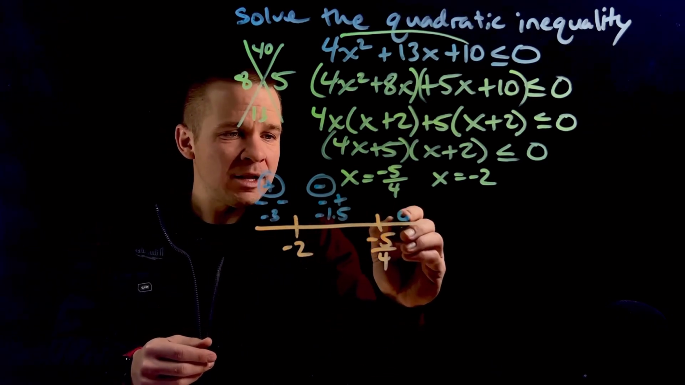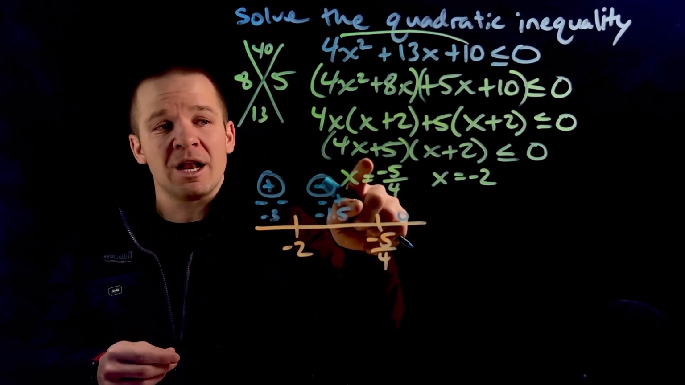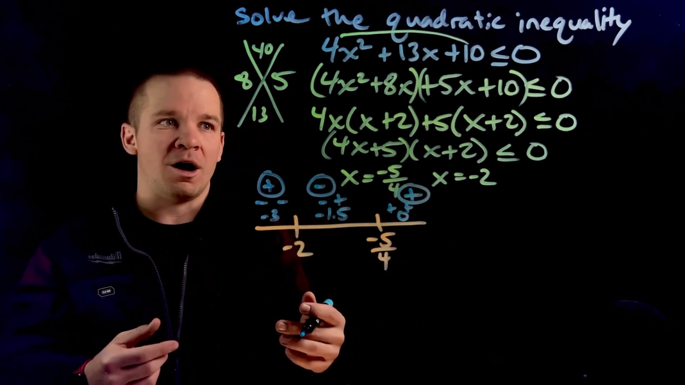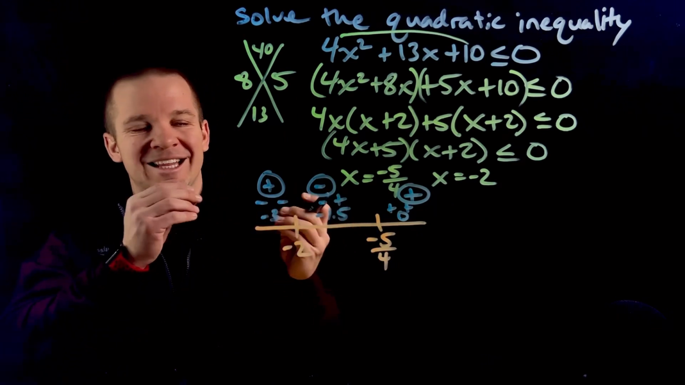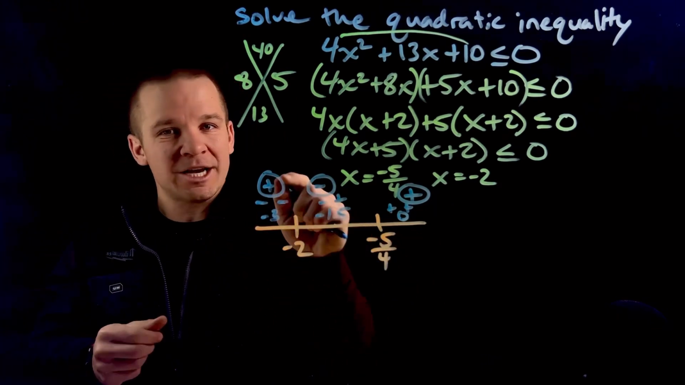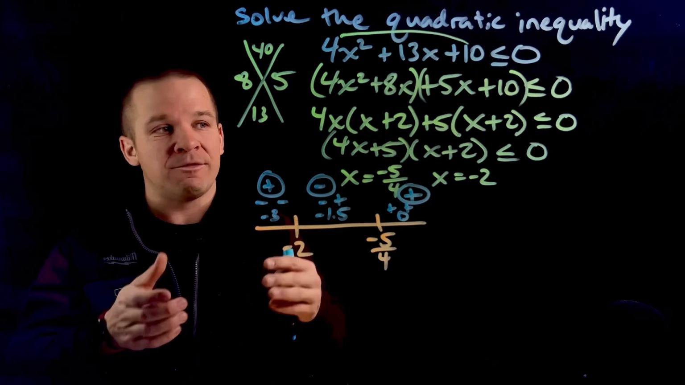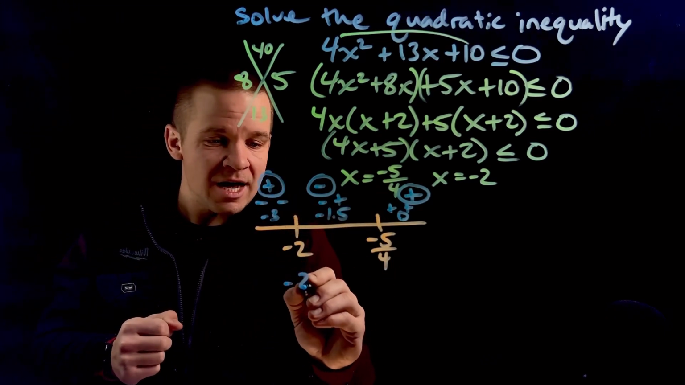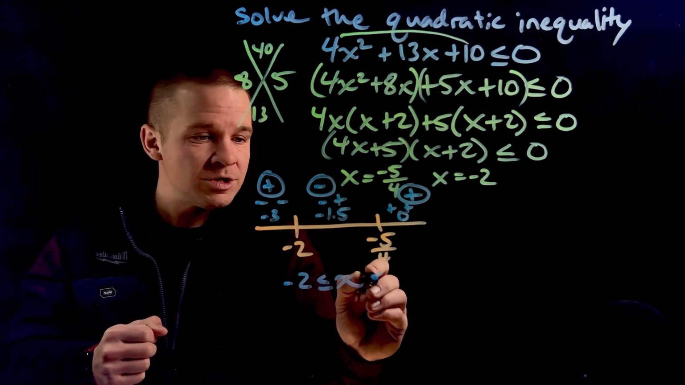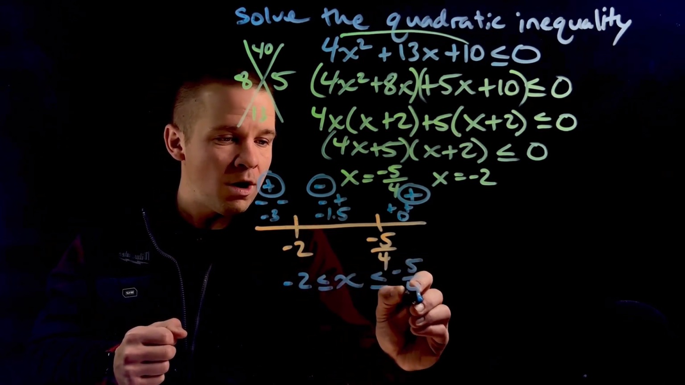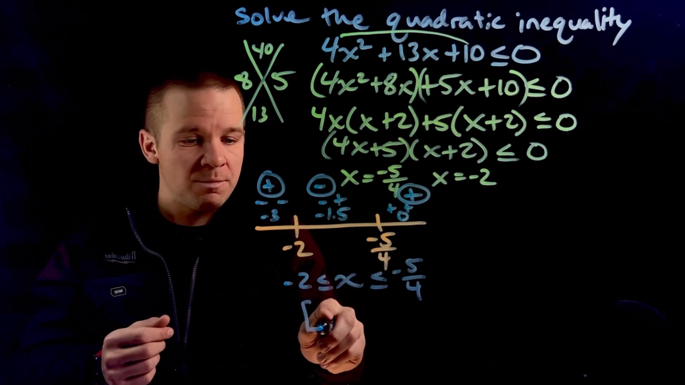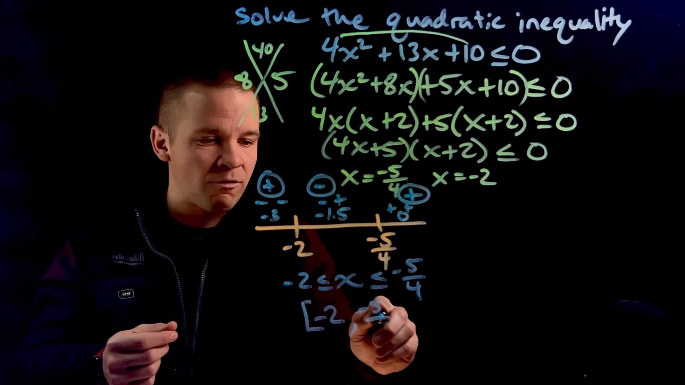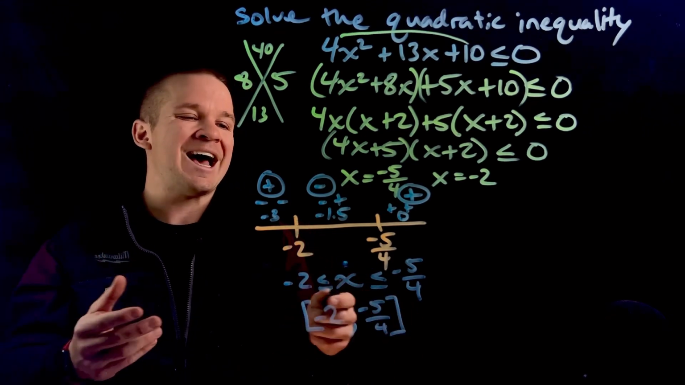Now, I'm going to test out 0 here. If I plug 0 in, I'm going to get a positive and a positive. Two positives makes it positive overall. So to answer this question, when is it less than or equal to 0? That's in this middle section when it is negative, right? Less than is negative, equal to is 0. So I'm going to have one of two ways of writing this. I can say negative 2 is less than or equal to x, which is less than or equal to negative 5 over 4, or we can use interval notation, and we'll be using brackets in this case because we are including the values. Negative 2, negative 5 over 4, bracket, bracket.